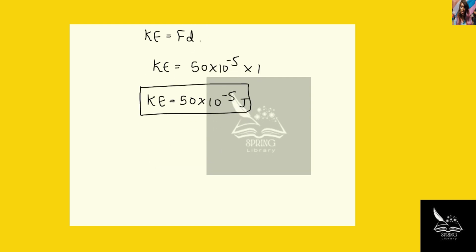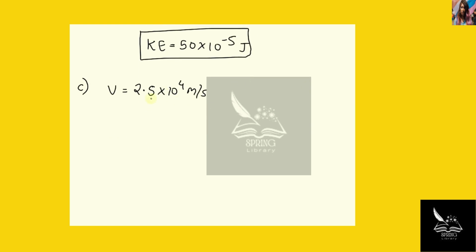Now in the third part, the speed of the particle is given, that is 2.5 into 10 raised to 4 meters per second. We have to find out the mass of the particle. There can be various ways to do this. Basically we can find out acceleration, and we can use the F is equal to mass times acceleration formula. So I will mention both the ways.